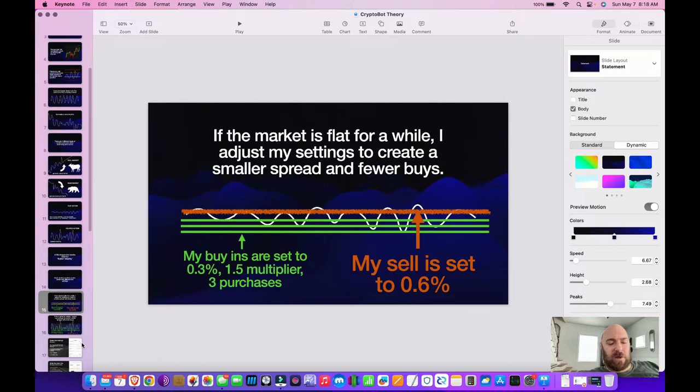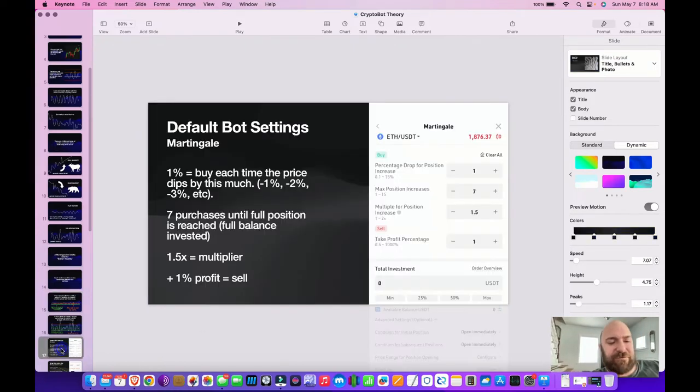And I'll show you specifically in the app what I mean, but basically, let me fast forward a little bit. So here's my bot settings, and here's what I mean by squeezing them. The default is 1% for your position increase, meaning every time the price drops by 1%, it's going to buy more and it will increase your position. You have max increases 7, means it's going to buy a maximum of 7 times. And then the multiplier is 1.5, so it's going to increase by 1.5 times until it reaches your full balance.